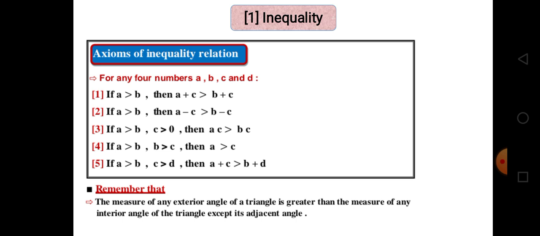Okay. Remember that the measure of an exterior angle of a triangle is greater than the measure of any interior angle of the triangle except the adjacent angle. Again, measure of any exterior angle of a triangle greater than the measure of the interior angle except the adjacent.